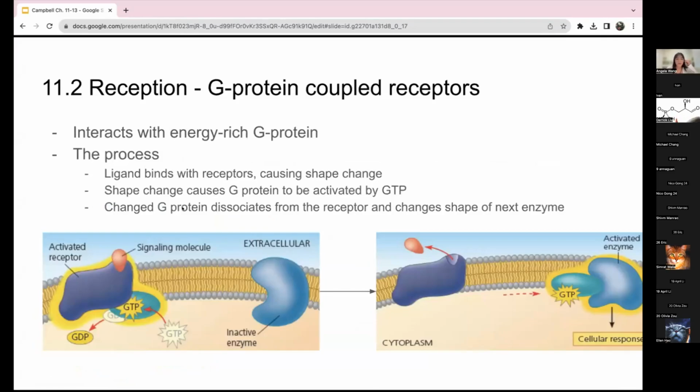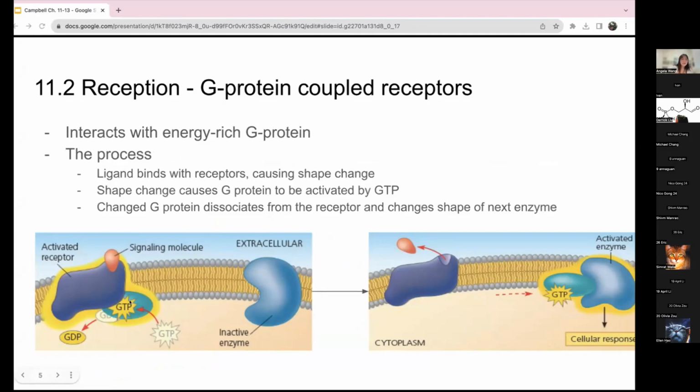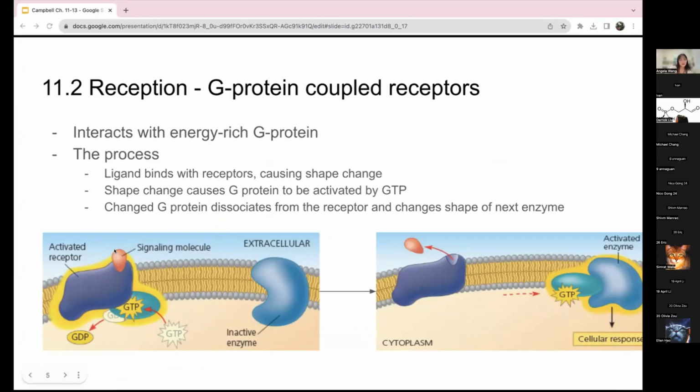The first type of receptor is the G protein coupled receptor. They're initially bound to an inactive G protein here. However, when the receptor is activated by a ligand, the signaling molecule binding here, the shape change of the receptor causes the inactive G protein to activate through GTP, and then this GTP becomes GDP, and it moves to the next protein for it to carry out its functions. As you can see here, the G protein is moving onto the next enzyme.